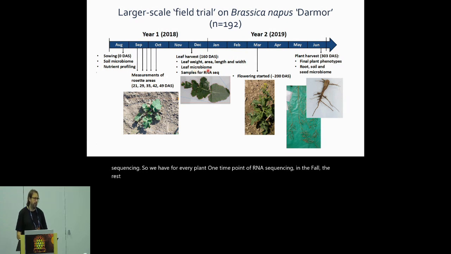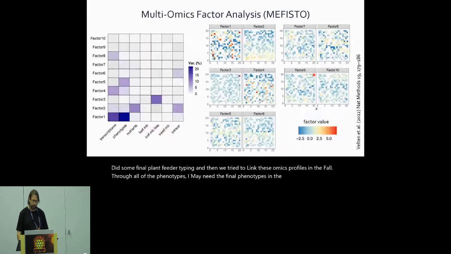The rest of the plants were still standing in the field, so they continued to grow. And then at the end of the season, we harvested all of them and also generated some other microbiome layers for roots, soil, and seeds, and then also did some final plant phenotyping. And then we tried to link these omics profiles in the fall to all of the phenotypes and mainly the final phenotypes in the spring. So the first thing we did on these data was multi-omics factor analysis, with a tool called MOFA.